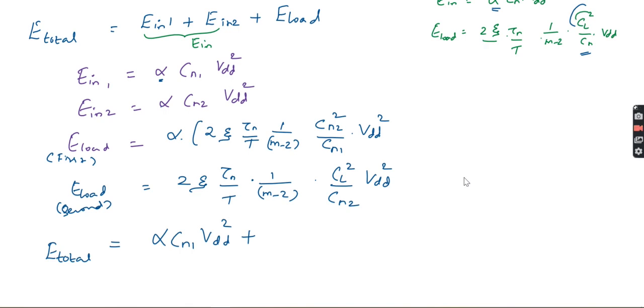So it will be like alpha is nothing but the scaling factor. Alpha Cn1 is nothing but the input capacitance, that is the gate capacitance, of the first stage.